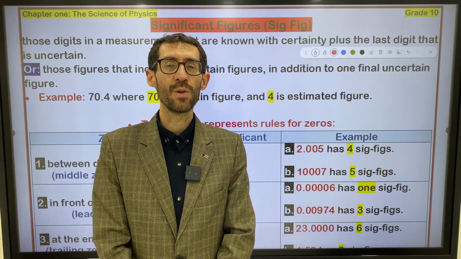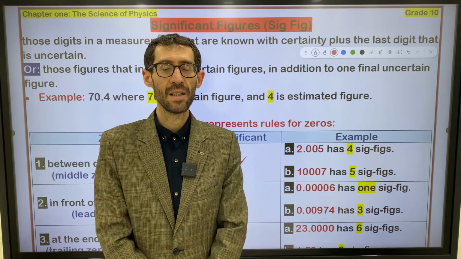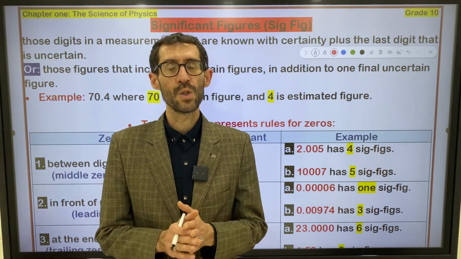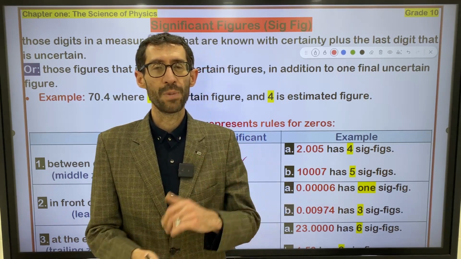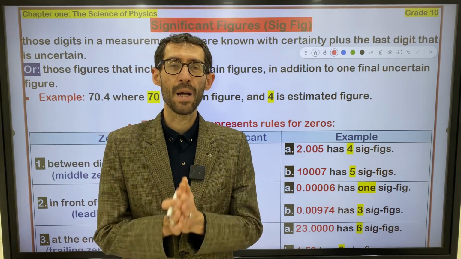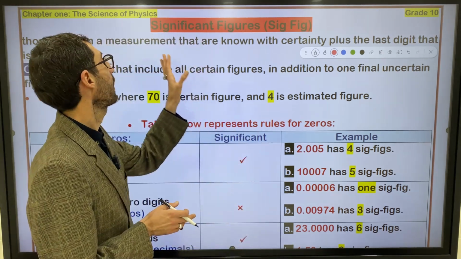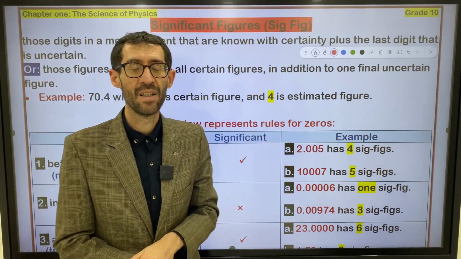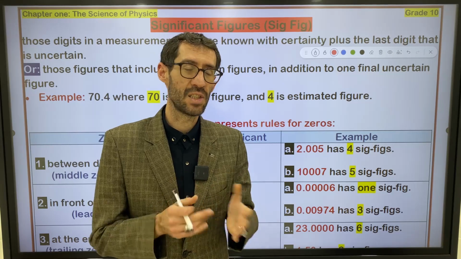So far, we talked about some sections in chapter 1. In previous lectures, we talked about accuracy and precision. Right now, we have a new subject: significant figures, or simply we can say sig-fig. Let's dive in with this lesson.